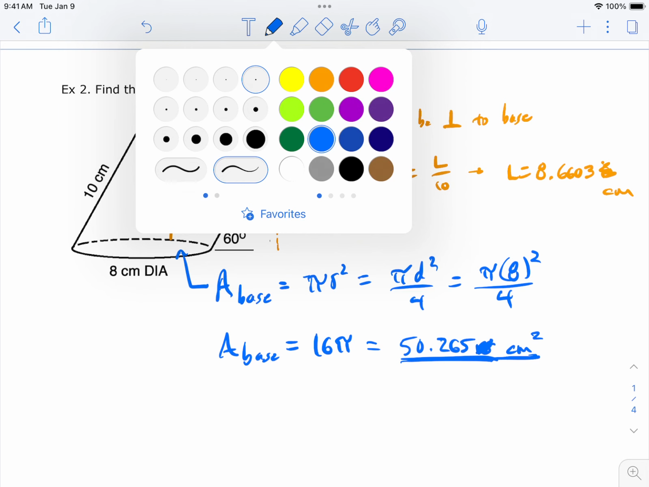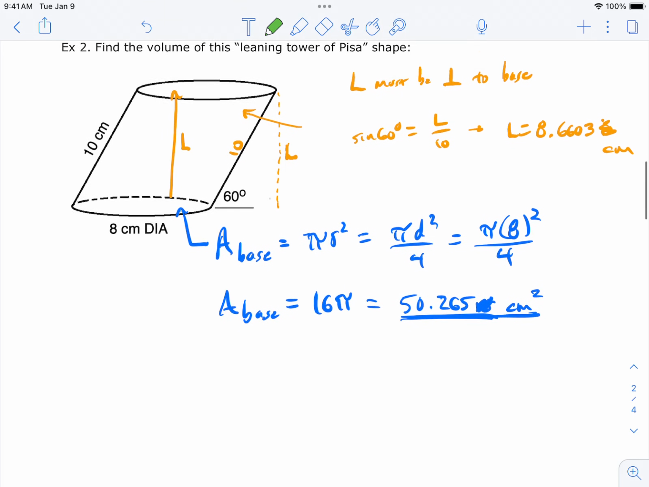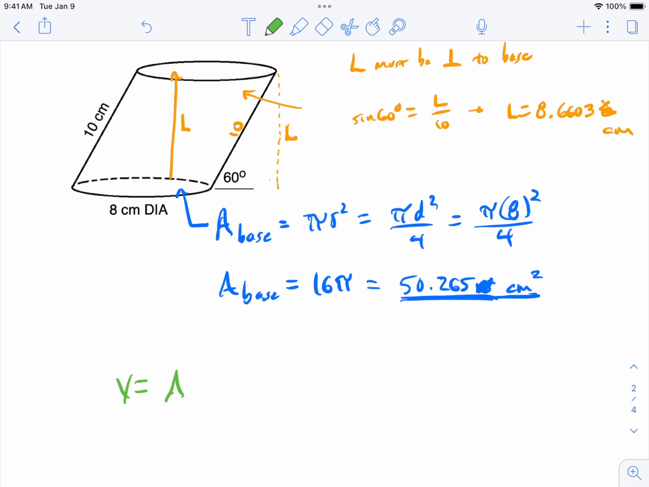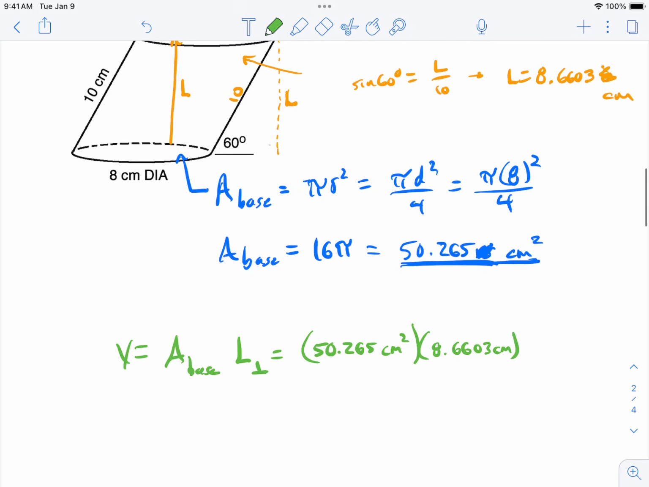Right. So we got our perpendicular height, we got our base, and now we can get the volume. Area of the base times the perpendicular height is, we got the 50.265 square centimeter base, multiplying the 8.6603 centimeter straight up height, straight up, not slant height, straight up height. And what's that come out to be? That comes out to be just about 435.31. And these would be cubic centimeters.